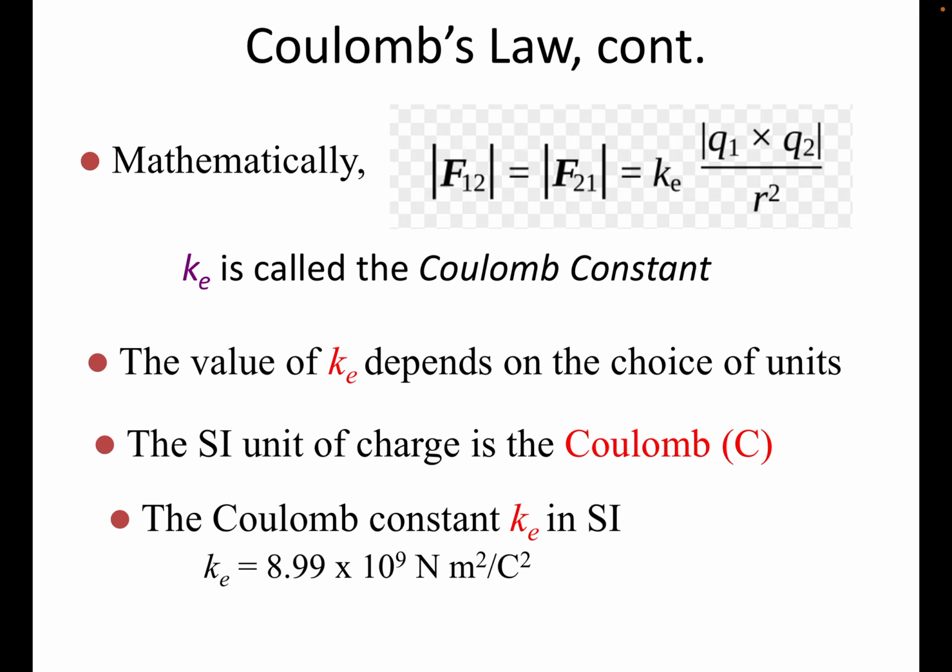Mathematically, we write Coulomb's law as shown. The magnitude of the force F equals the Coulomb's constant k_e times the magnitude of the product of the charges divided by the square of the distance r. In SI units, the Coulomb constant k_e is approximately 8.99 times 10 to the 9th power newton meters squared per coulomb squared. The SI unit of charge is a coulomb.